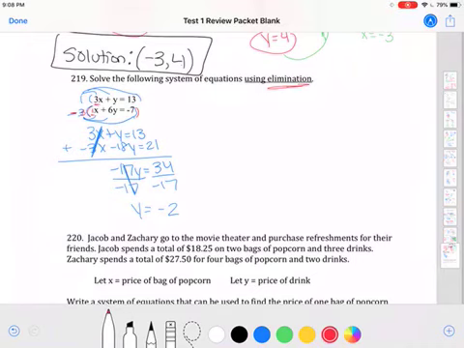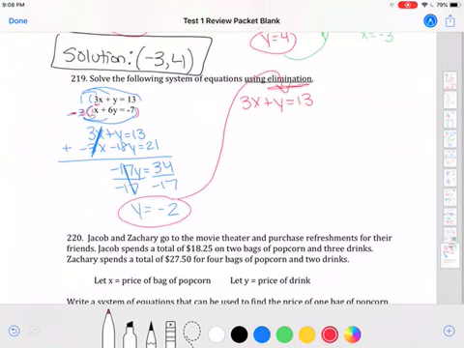Again, it does not matter which equation you use to solve for x. I'm going to go ahead and use the top one. If you use the bottom one, you will get the exact same answer. Something you might want to do is plug in negative 2 for y into both of them and make sure you get the same x value. That would be a good way of checking your work. It's completely up to you.